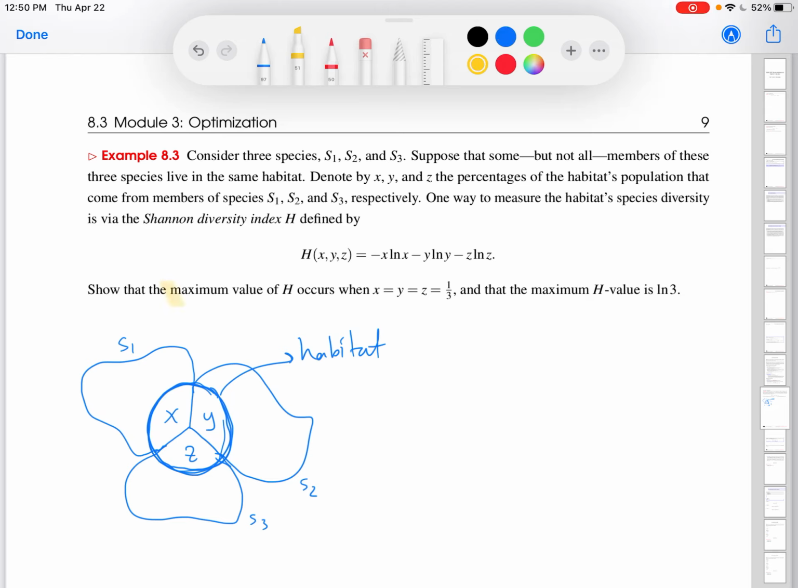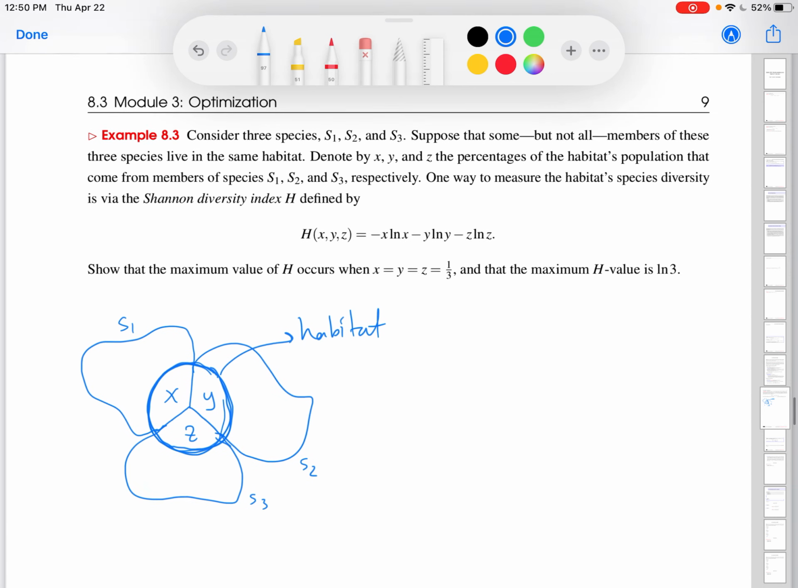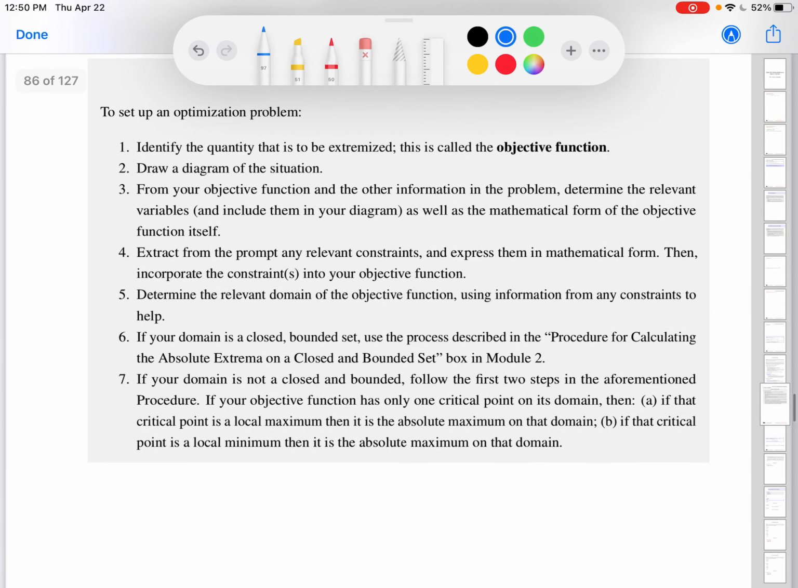Show that the maximum value, okay, so we want to extremize, we want an absolute max, of H occurs when all the variables are equal to 1/3, and that the actual maximum value is ln of 3. Okay, so what I'm going to do now is I've started following my procedure a little bit. I chose to just draw as the problem presented itself, and I've certainly added some variables. So I've done a little bit of it, but I'm going to scroll up to kind of remind you.